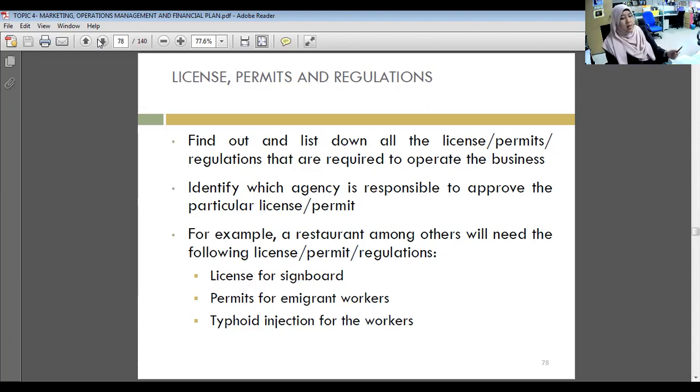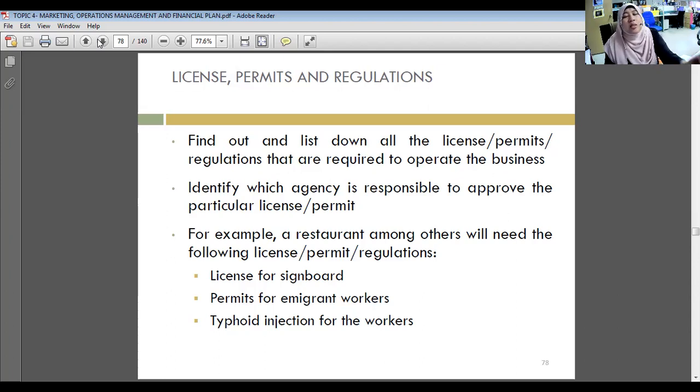Why do we need this typhoid injection? Okay, because we are in the cycle of population environment. Okay, when you are running a business involving the food and beverages industry, I believe this typhoid injection is very important. Okay, because it involves something like a vaccine to make sure that you've been protected and you are safe and healthy enough to prepare the food and drinks for your customer, especially.